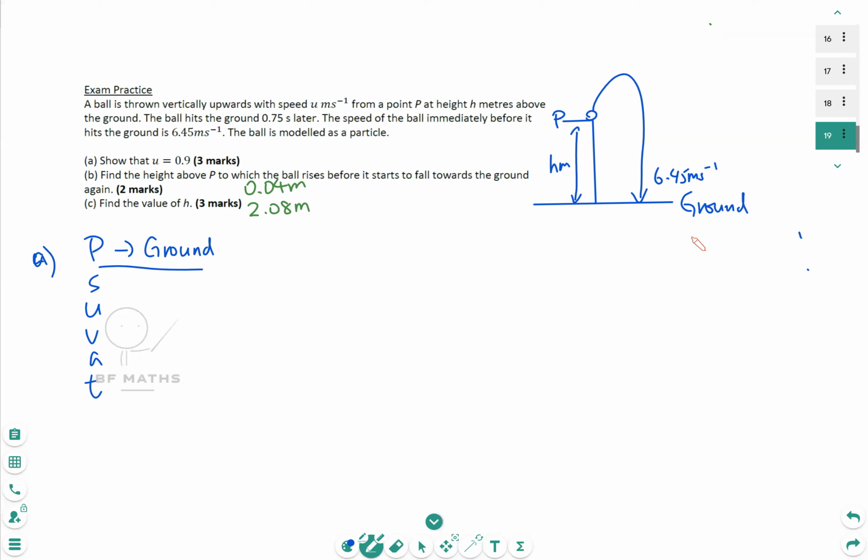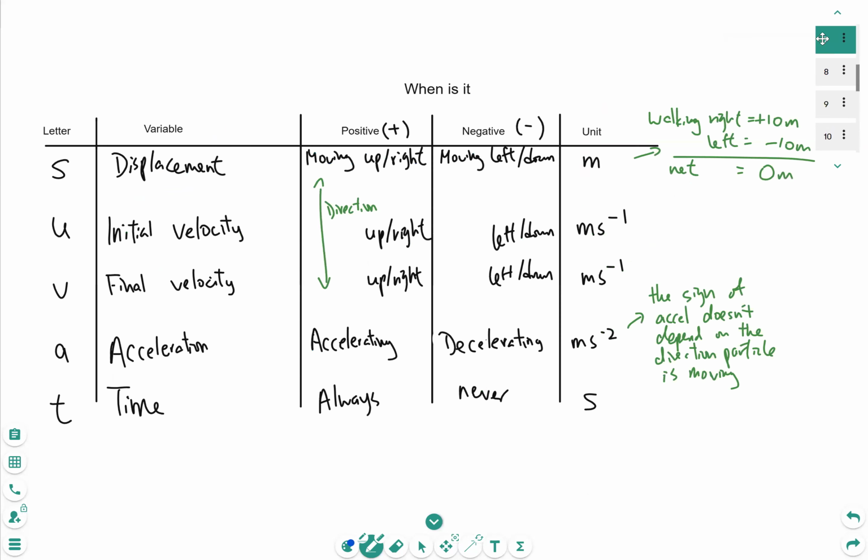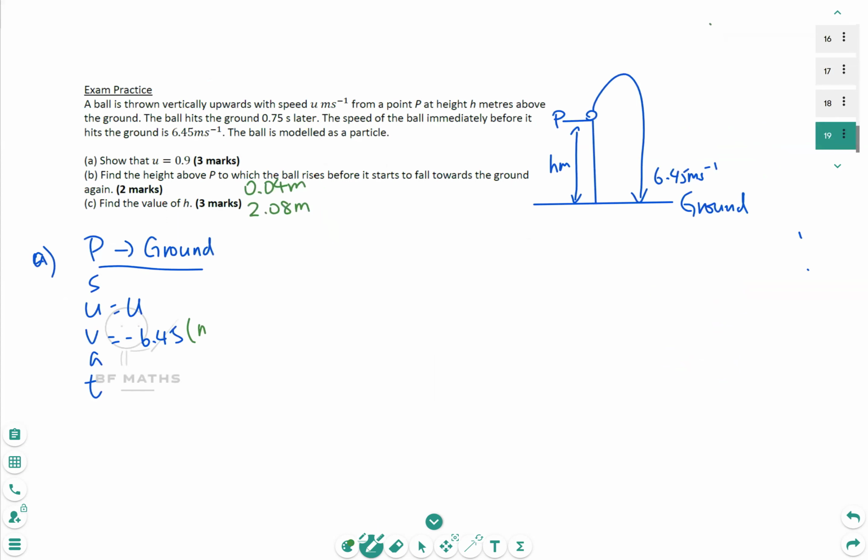S, we don't know. U is U. V, the final velocity when it hits the ground, is negative 6.45. Negative because if going up is positive, then coming back down is negative, because it is the opposite direction to up. Going up is positive, coming back down is negative. Simple.